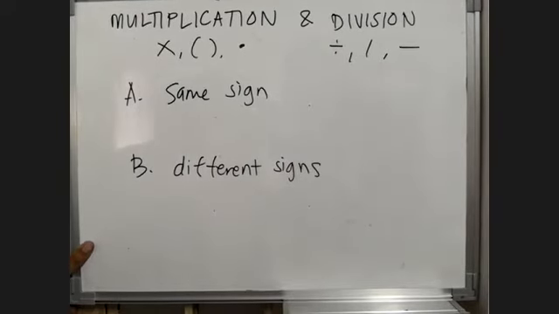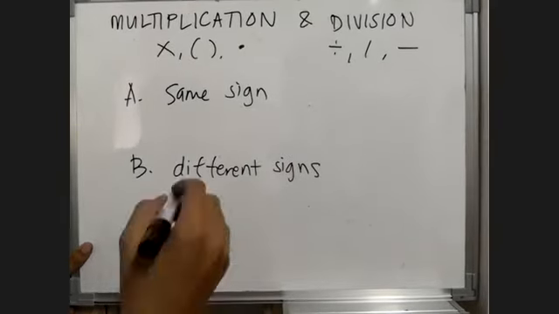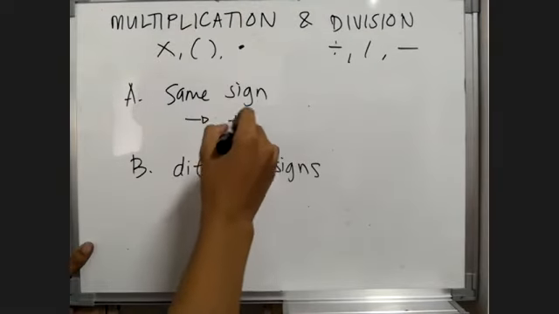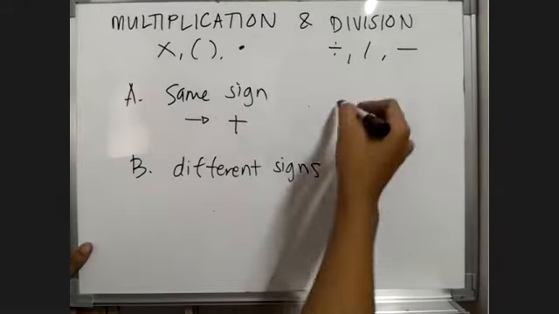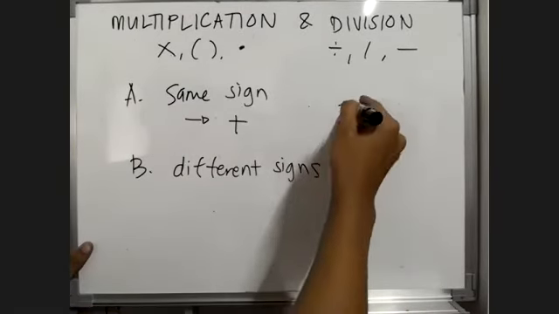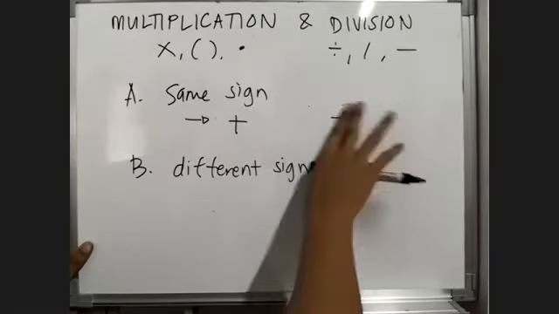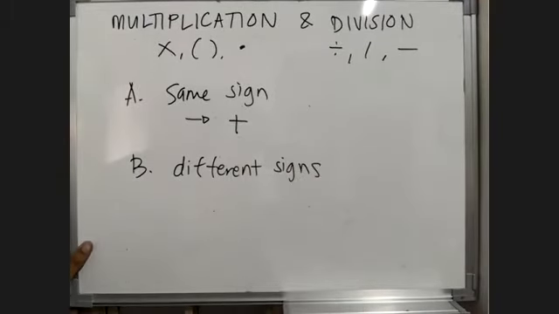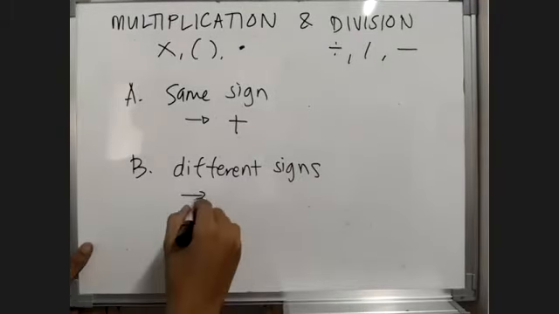So, kapag same sign, ang sagot natin doon is magiging positive. Ganun lang kadali. Kapag nag-multiply tayo ng negative sa negative, lalabas pa rin sagot is positive. Kapag nag-divide naman tayo ng negative sa negative, positive pa rin lalabas. As long as the same yung kanilang sign. So, kapag different sign, yung kabaliktaran, negative yung sagot.